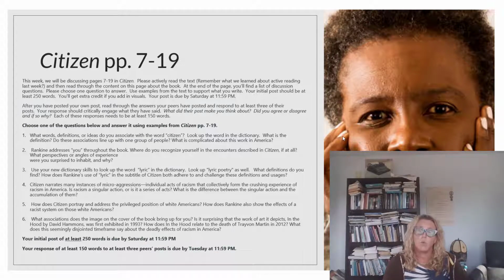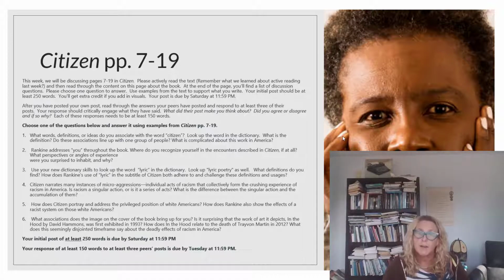So you're going to choose one of those questions after reading actively, and you're going to answer it by using quotations and information from the text that we read, or also from outside sources, okay? Your post is due on Saturday at 11:59 p.m., and then you need to respond to at least 3 of your peers' posts by Tuesday at 11:59 p.m.